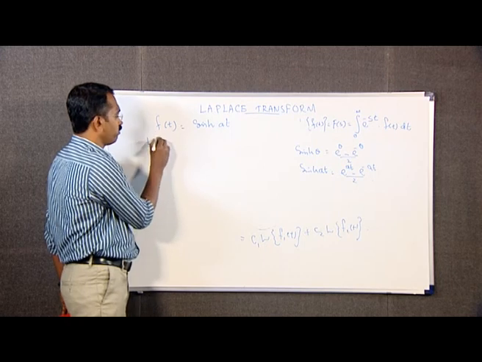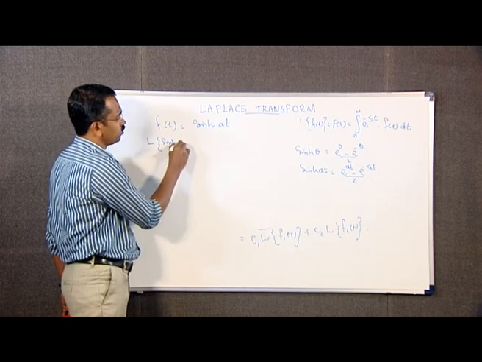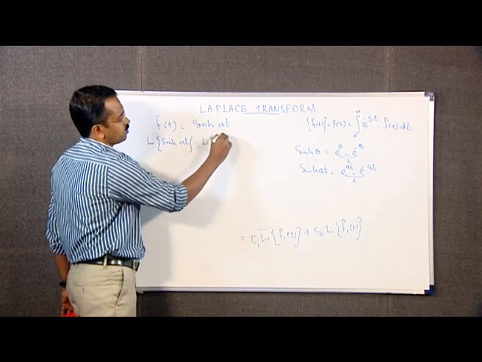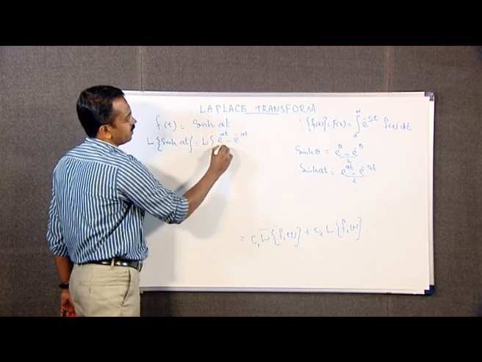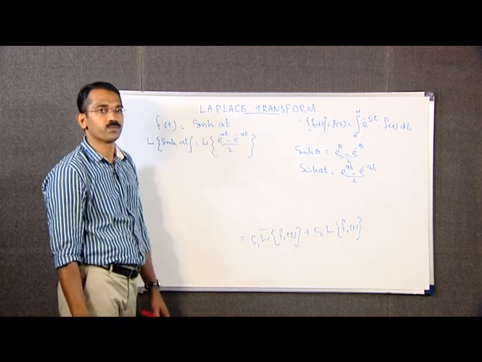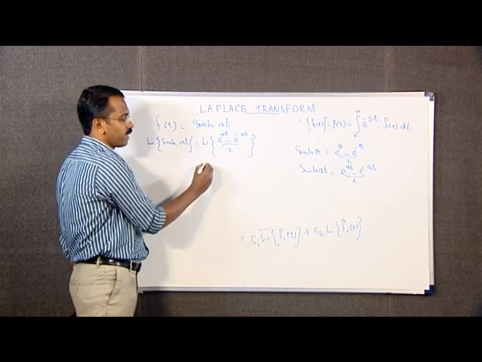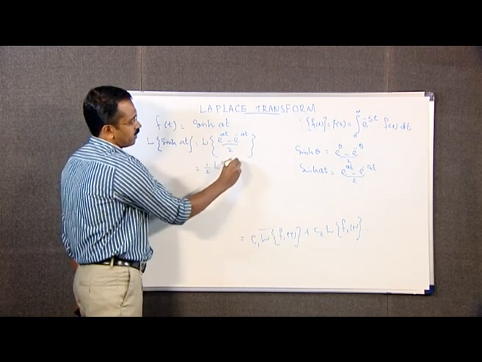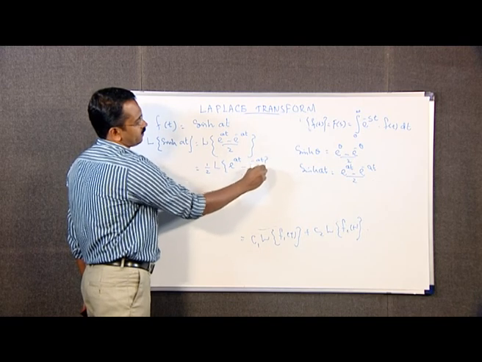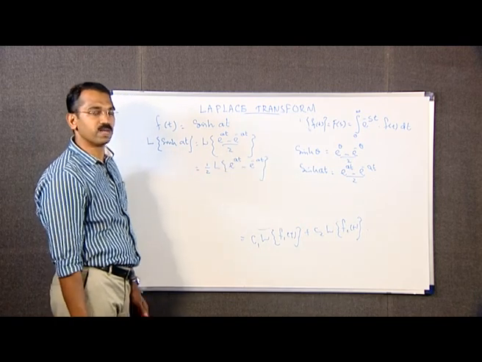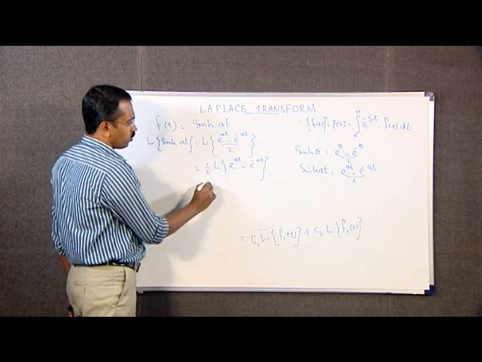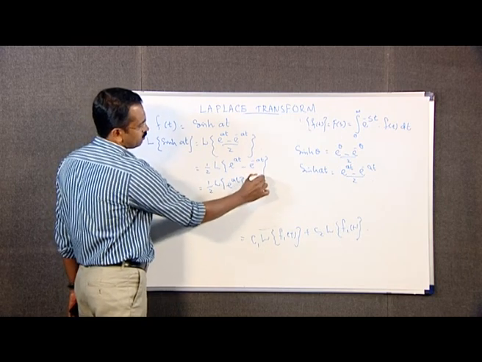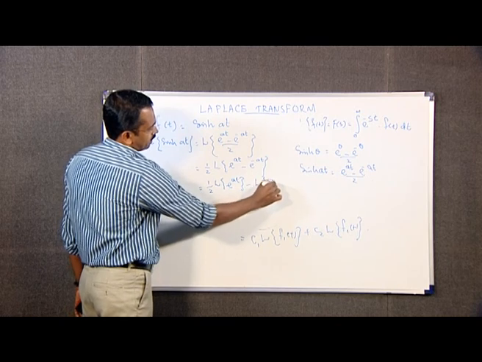And Laplace transform of sinh a t is equal to Laplace transform of e raised to a t minus e raised to minus a t all divided by 2, which is equal to, this 1 by 2 can be taken outside, into Laplace transform of e raised to a t minus e raised to minus a t. This is from the linearity property of Laplace transform, which is equal to 1 by 2 into Laplace transform of e raised to a t minus Laplace transform of e raised to minus a t.